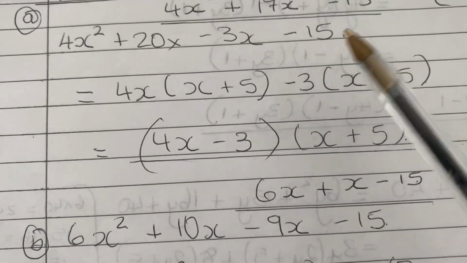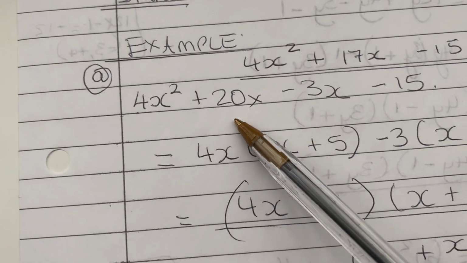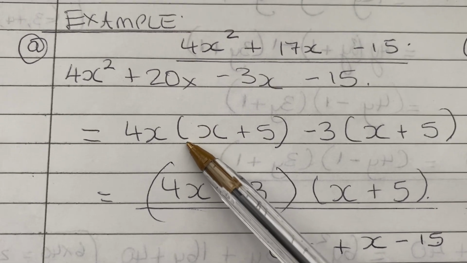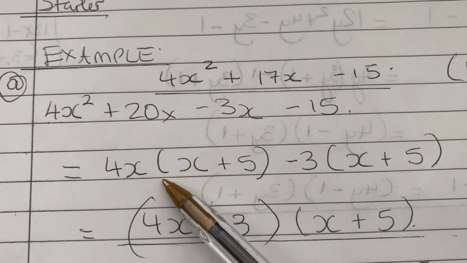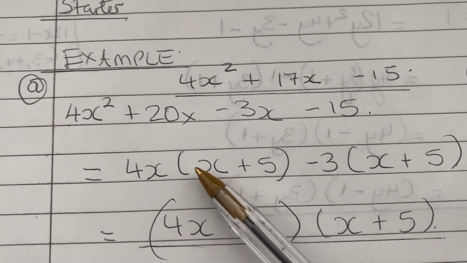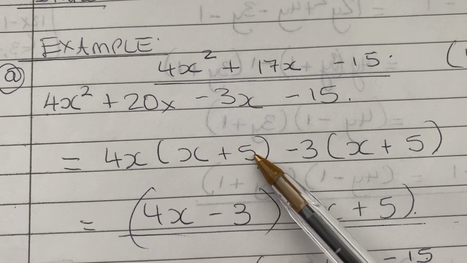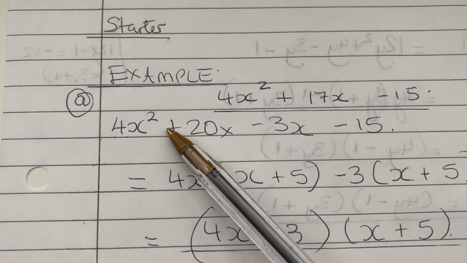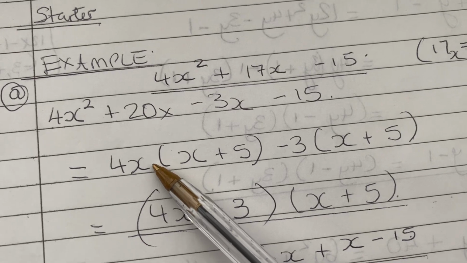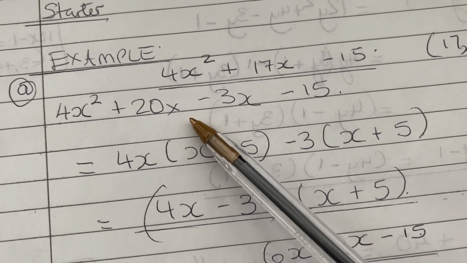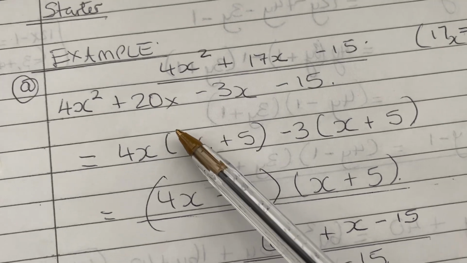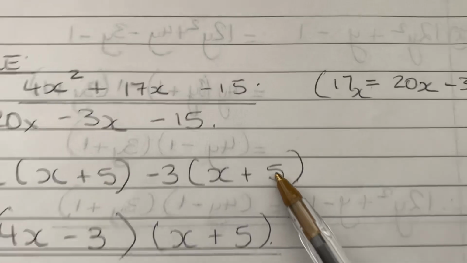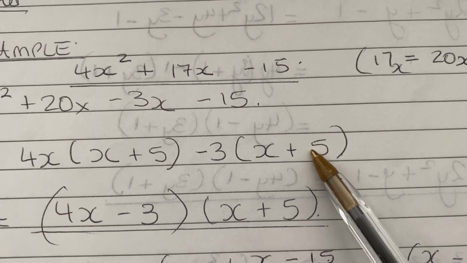Okay, so now we have 4x squared plus 20x. So I'm going to bring 4x out, and then I have x into bracket x plus 5. Okay, because 4x times x will give me 4x squared. 4x times 5 will give me 20x. Okay, so in this bracket is x plus 5. So in the second bracket too, there should be an x plus 5.